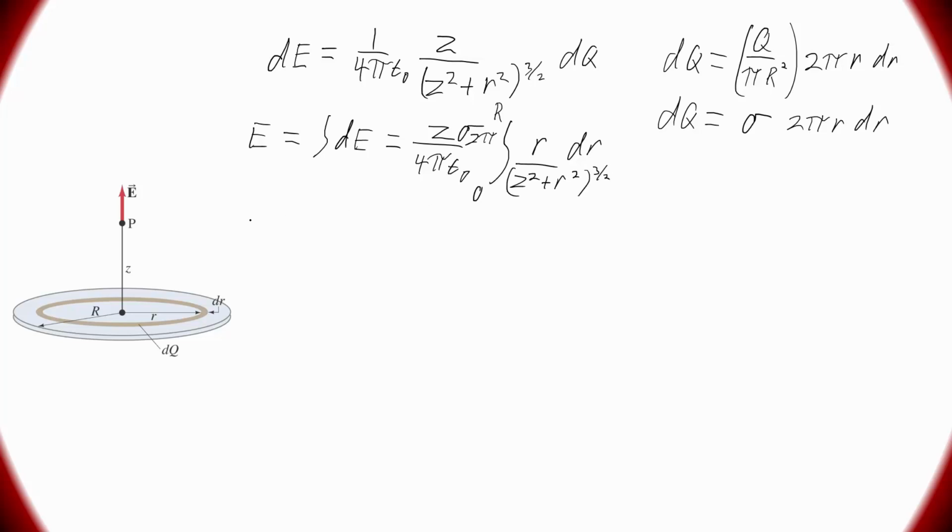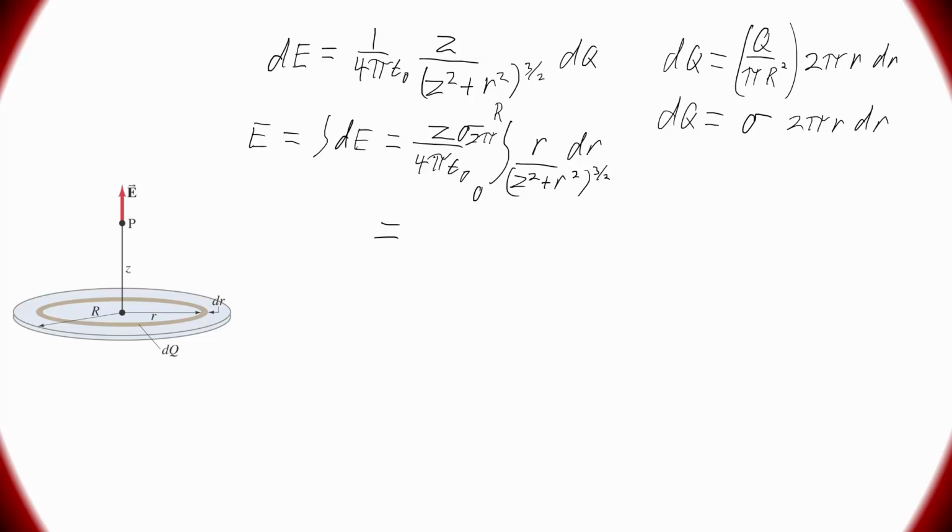Now z is constant because we're just considering it at that one point, so we can go ahead and evaluate this integral now. Not the prettiest integral ever. You can look it up on an integral table in the back of your book, use Wolfram Alpha, use your calculator, or do a u substitution or something along those lines if you really like.